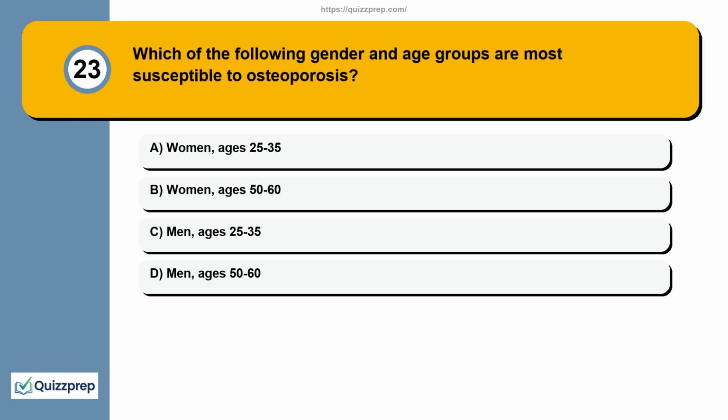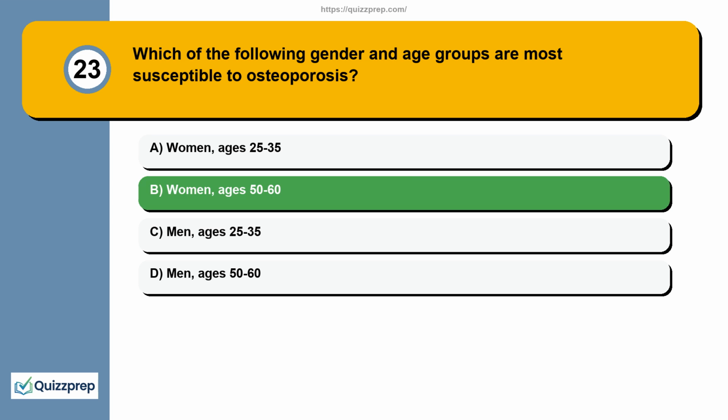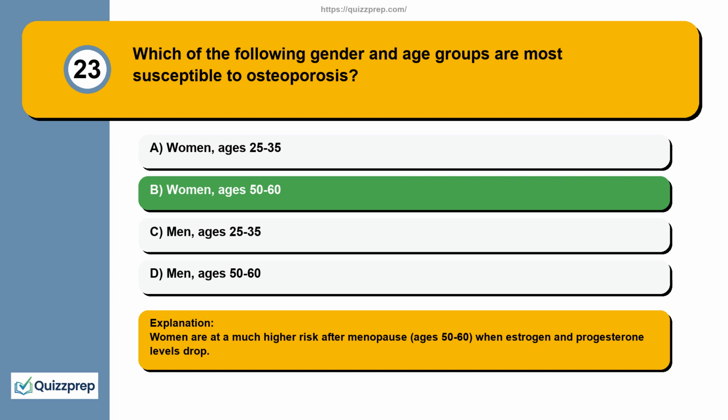Question 23. Which of the following gender and age groups are most susceptible to osteoporosis? Women, ages 25 to 35. Women, ages 50 to 60. Men, ages 25 to 35. Men, ages 50 to 60. Women are at a much higher risk after menopause, ages 50 to 60, when estrogen and progesterone levels drop.